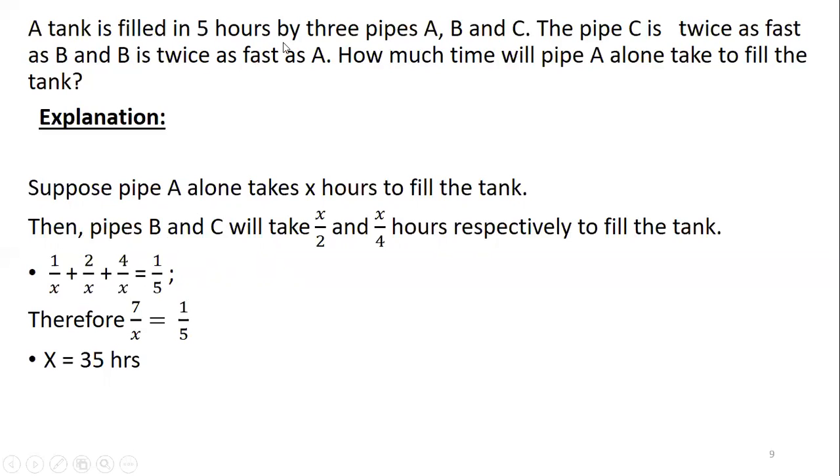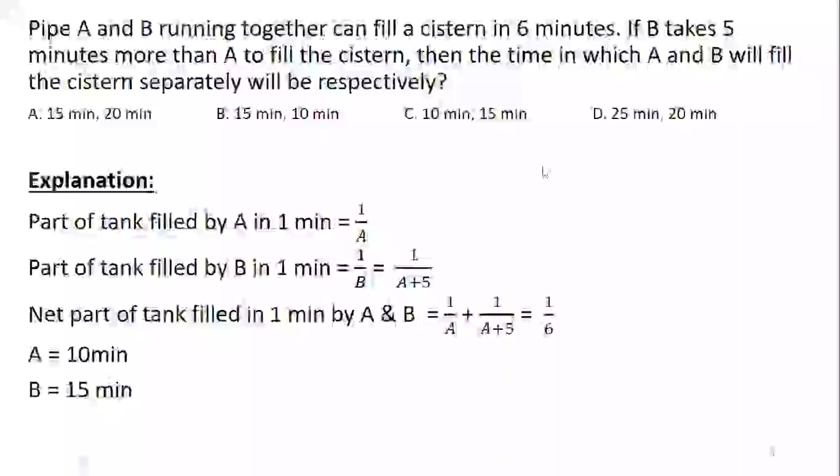So now 1 hour work done by A, B and C is how much? 1 by 5. So now consolidate the left hand side: 7 by X. Right hand side is already as per given data 1 by 5. So X is nothing but, cross multiply, you get 35 hours. So pipe A alone takes 35 hours to complete the work or fill the tank.